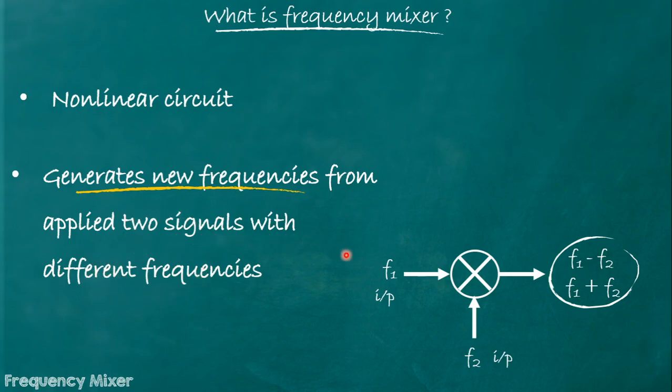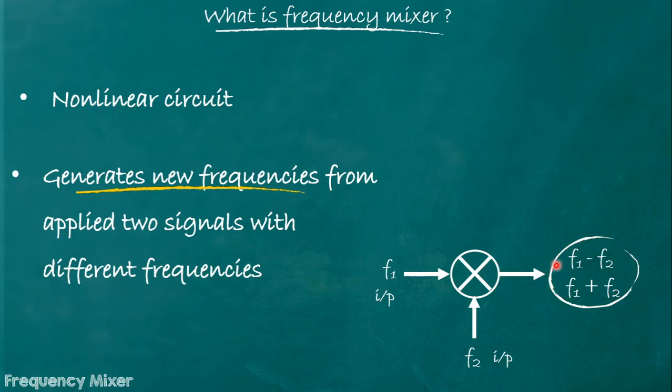So here is a symbol of a frequency mixture. It contains two inputs and one output. At the input, two signals are applied with different frequencies, F1 and F2. In the output, two frequencies are generated, which is nothing but F1 minus F2 and F1 plus F2. These frequencies are not present in the input. So as a result, you can say that the mixture generates new frequencies.